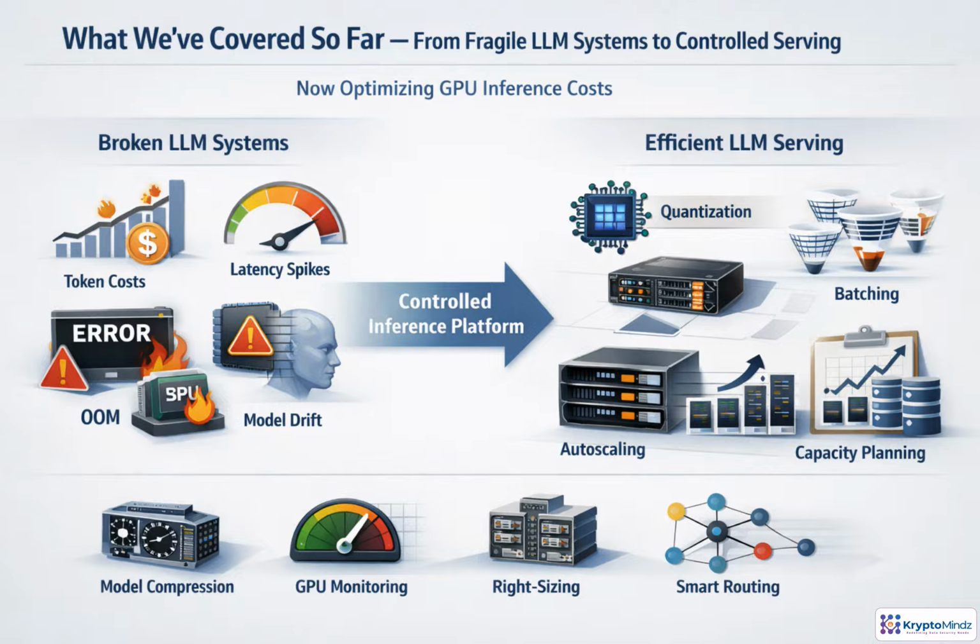So far, we've moved from symptoms to control. We diagnosed why naive LLM systems fail: runaway token spend, latency spikes, out-of-memory errors, and drift. Then we introduced owned models and vLLM serving. Now we'll focus on the economics of inference, using quantization, batching, right-sized hardware, and monitoring to make GPU serving predictable, efficient, and ready for routing and auto-scaling.